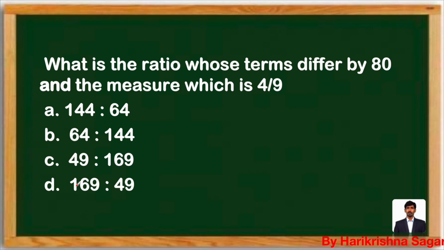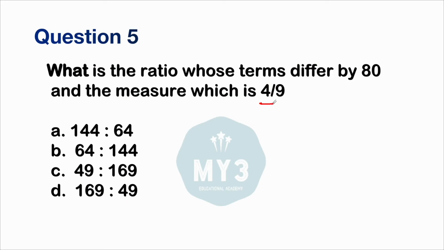Look at the last question. What is the ratio whose terms differ by 80 and whose measure is 4/9? If you observe, 4/9 indicates 4:9. That means two numbers are in the ratio of 4:9. They differ by 80 is the given statement.